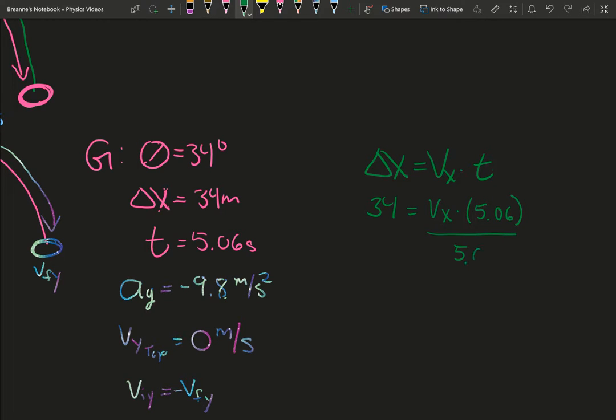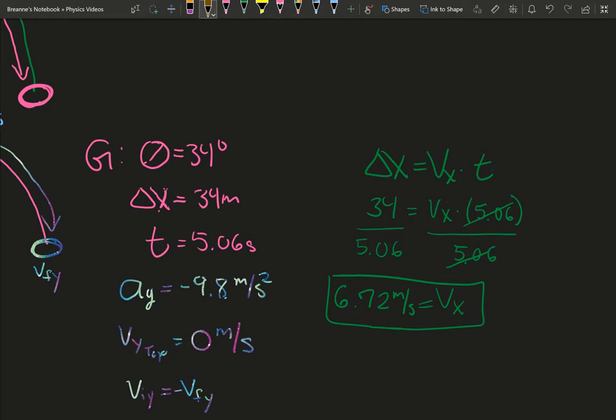Now the reason I'm doing this is because all the information we have is kind of in the x direction right now. For projectiles, we need x and y. So we need to get some information in the y direction. So we're going to do 34 divided by 5.06, and that'll give us 6.72, if you round, meters per second. So we figured out our Vx.